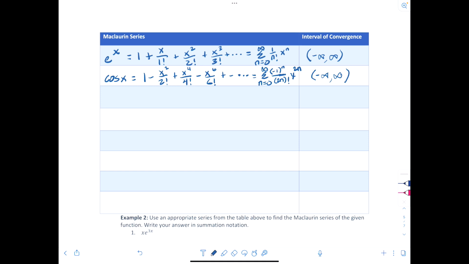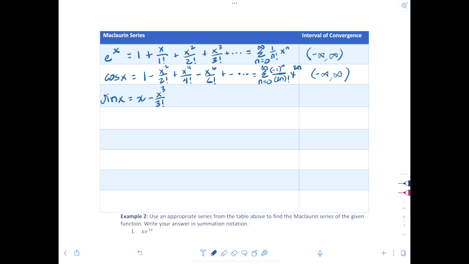Cool? Then sine of x is equal to x minus x cubed over 3 factorial plus x to the 5th over 5 factorial minus x to the 7th over 7 factorial plus minus dot dot dot, and that's going to equal the summation as n goes from 0 to infinity, negative 1 to the n, over, it's got odd factorials, so 2n plus 1 factorial, and then x is also all odd powers, that's going to be x raised to the 2n plus 1. The interval of convergence is minus infinity to infinity.